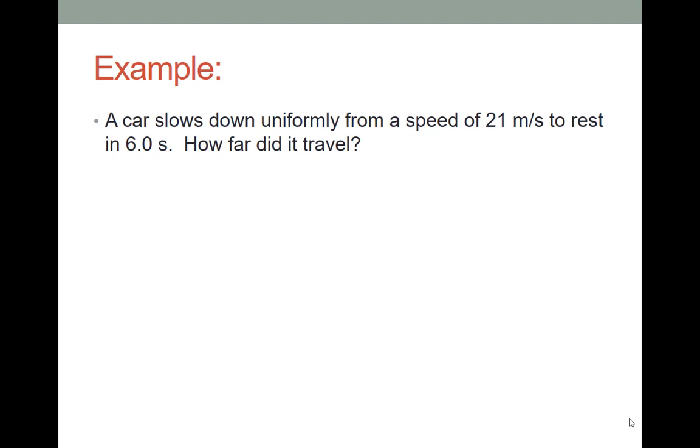The first example involves a car. It is slowing down uniformly from a speed of 21 meters per second to rest in 6 seconds, and you want to know how far it traveled. This word uniformly is key here because that's the thing that tells you that you have a constant acceleration.